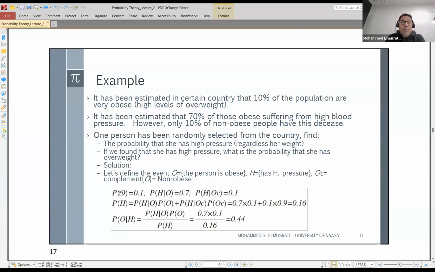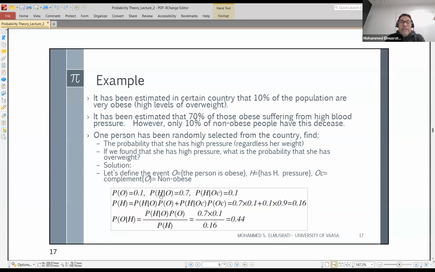For example, what is the probability for a person selected randomly from this country to be overweight? So this probability is given. As you can see, it is 10%. Okay. So simply it will be 10%, so it is 0.1. Okay.